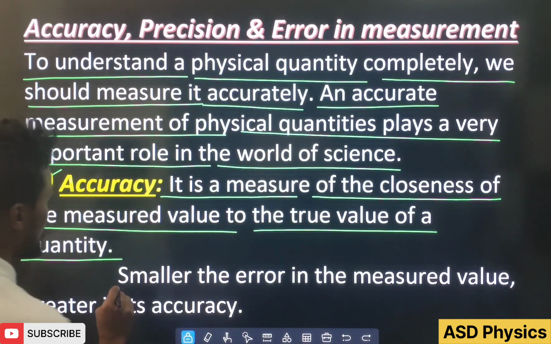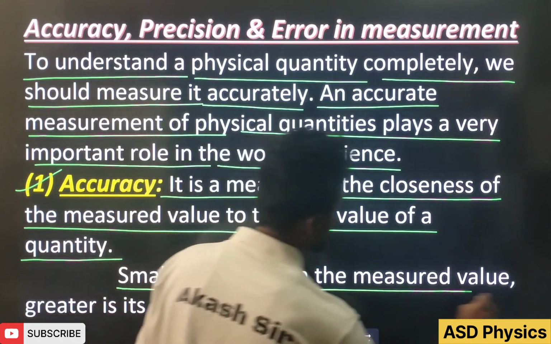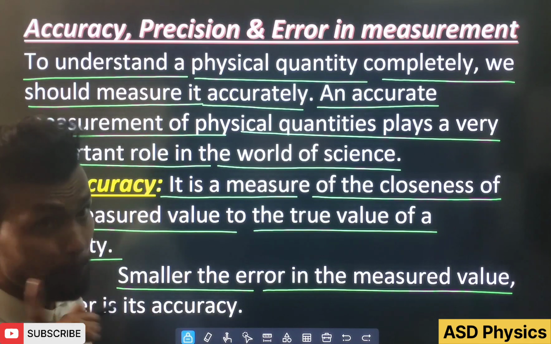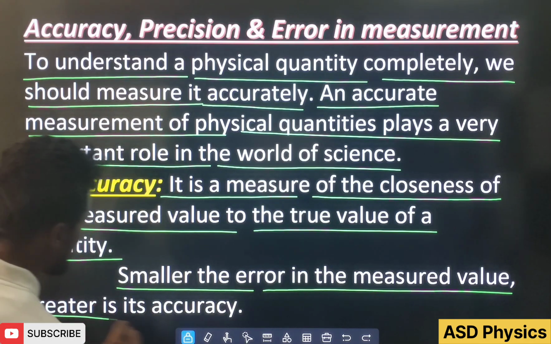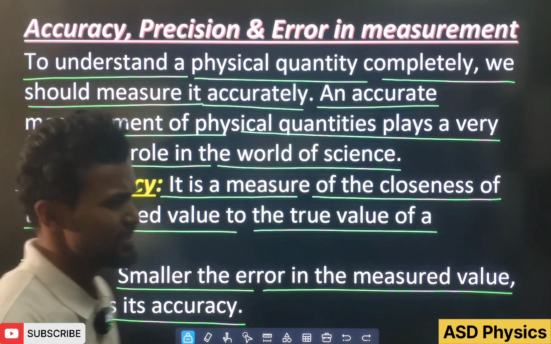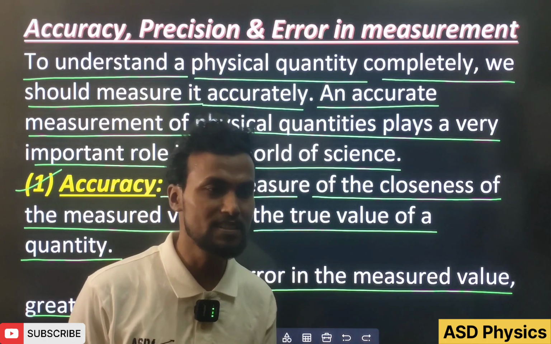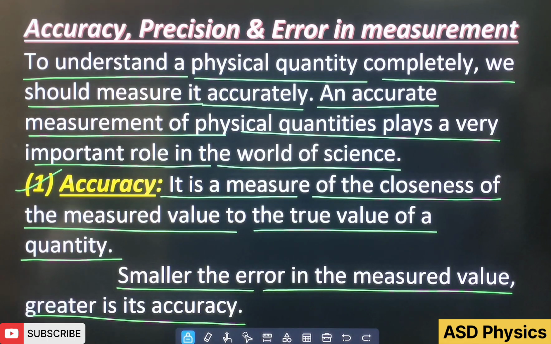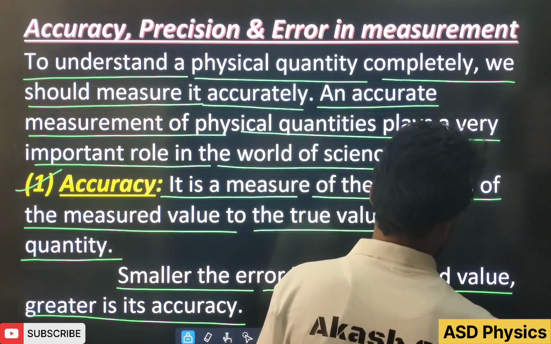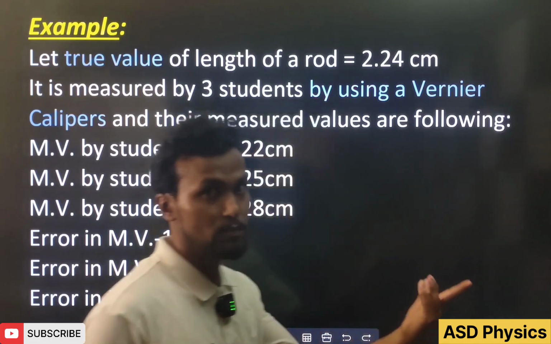Accuracy. So see here, the smaller the error in the measured value, the greater is its accuracy. Definitely, if the error is less, the reading will be more accurate. Is it, students? So I hope this accuracy is clear: the closeness of the measured value to the true value of a quantity. If we want errors to be very small, then only accuracy will be very high.